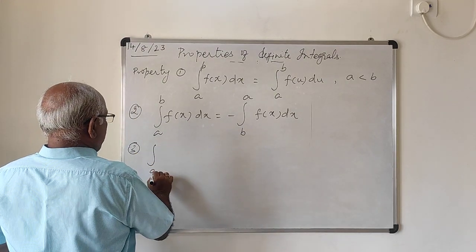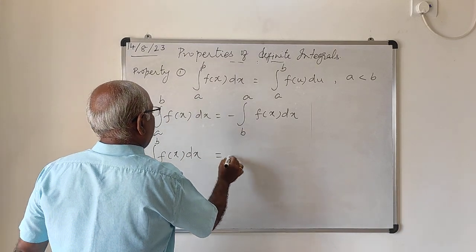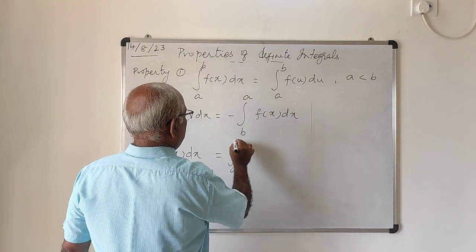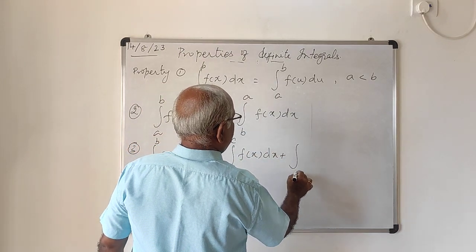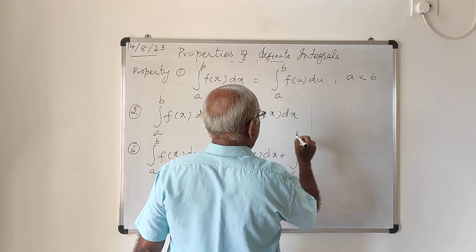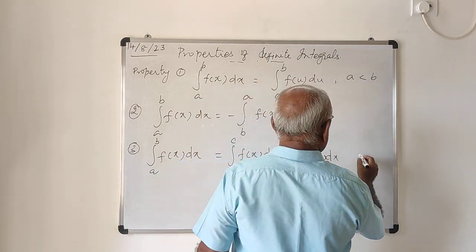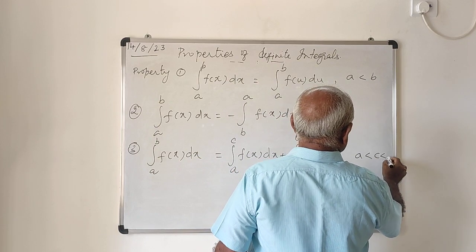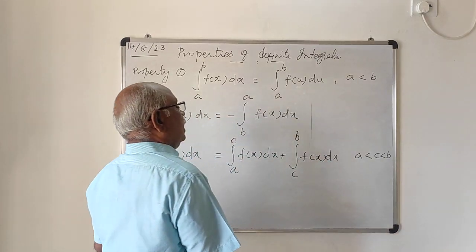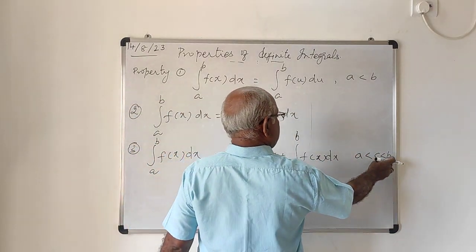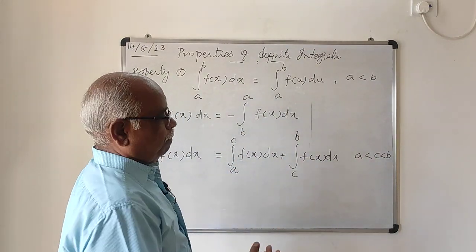Integral a to b f of x dx is equal to integral a to c f of x dx plus integral c to b f of x dx, where a is less than c less than b. So c lies between a and b. b is greater than c and c is greater than a.